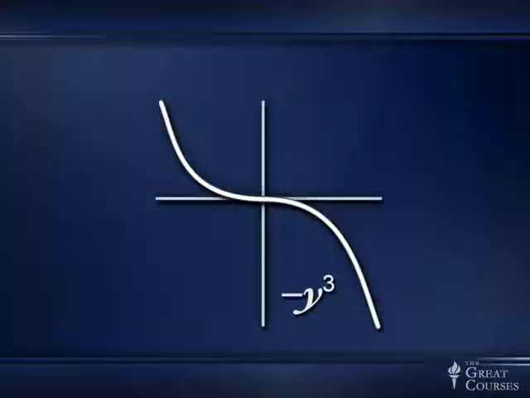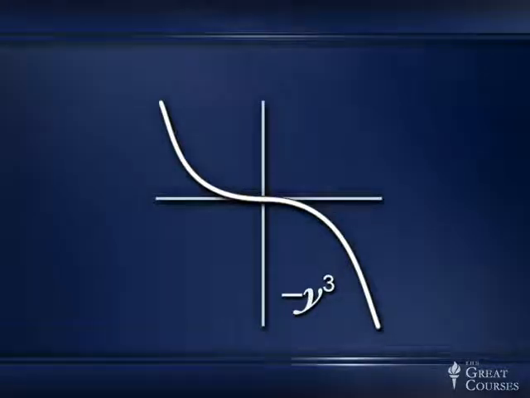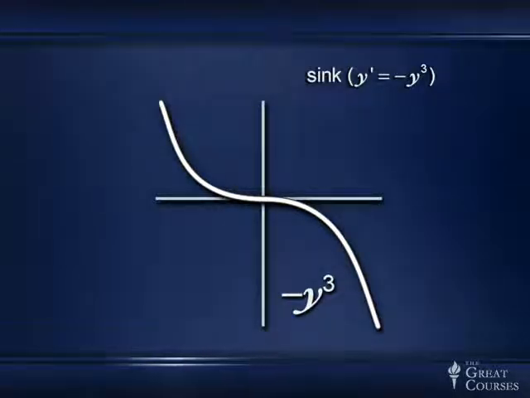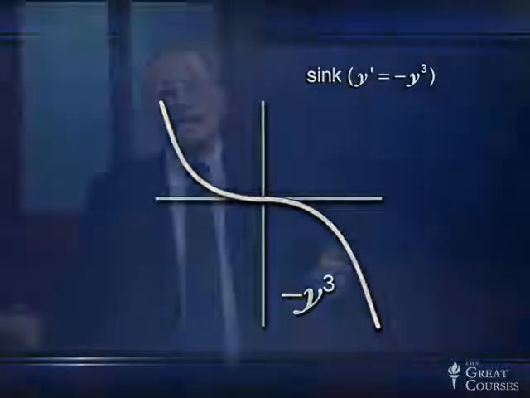And similarly, if you look at y prime equals minus y cubed, again an equilibrium point at the origin, where the derivative is 0, but now we compute a sink. So let's do a couple examples of this.